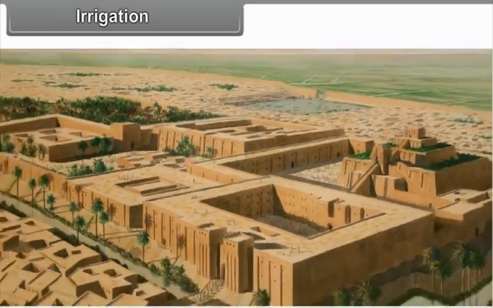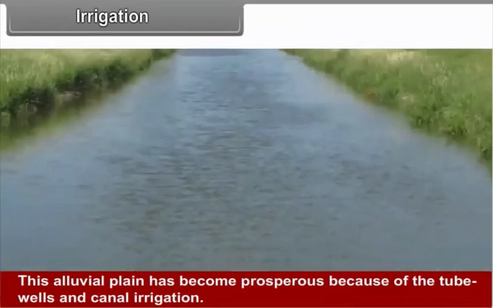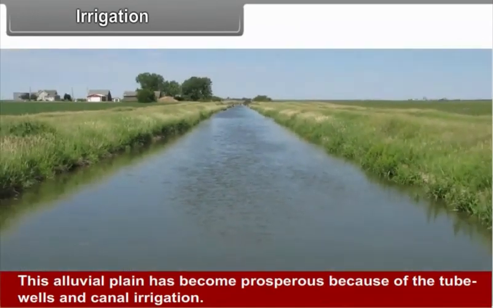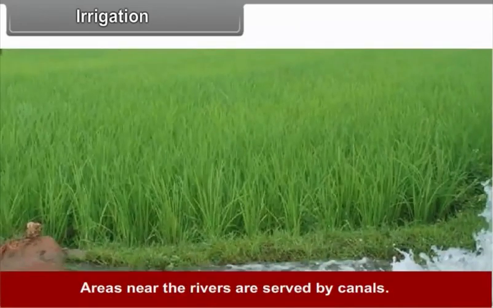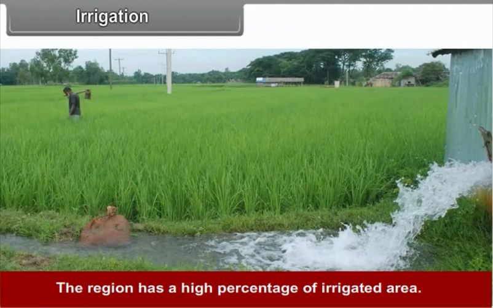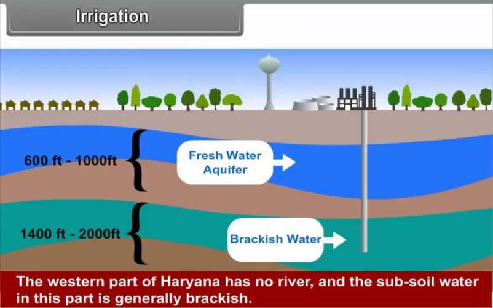Irrigation. This alluvial plain has become prosperous because of the tube wells and canal irrigation. Areas near the rivers are served by canals. The region has a high percentage of irrigated land. The western part of Haryana has no river and the subsoil water in this part is generally brackish.